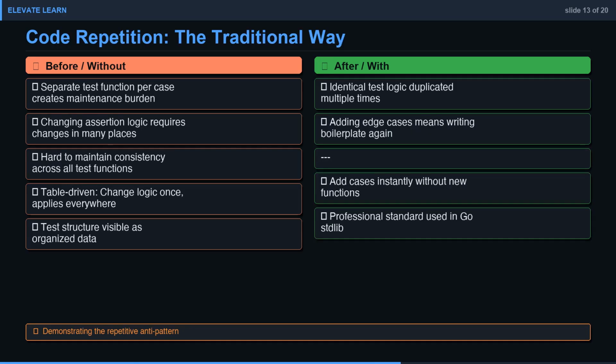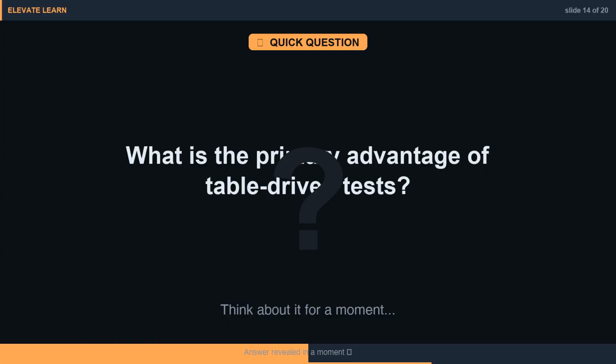This is what we're moving away from. Notice the massive duplication. The same test logic appears 3 times with only minor variations. If you needed to adjust the error message format, you'd change it in 3 places. If you added a 4th test case, you'd write an entire new function. This approach doesn't scale well in real projects where you might have dozens of test cases. It's verbose, hard to maintain, and violates the DRY principle. The table-driven approach solves all of these problems.